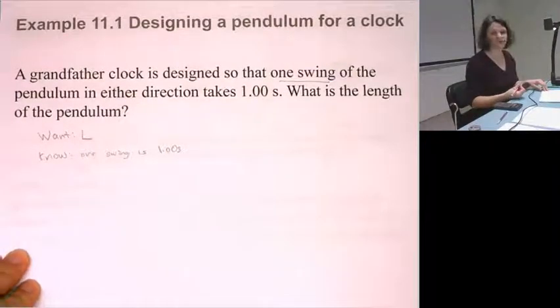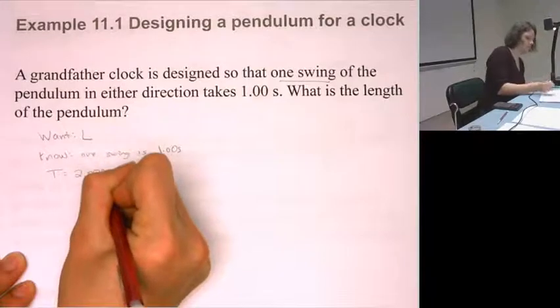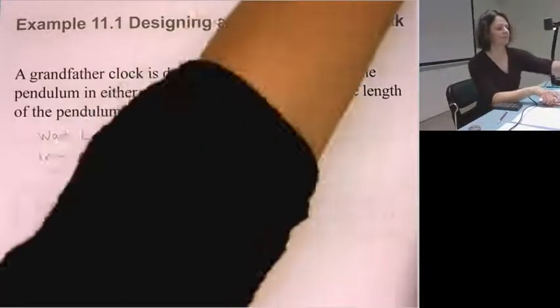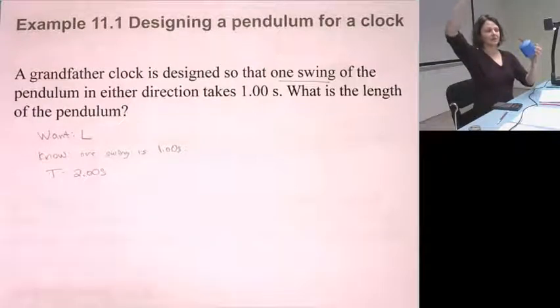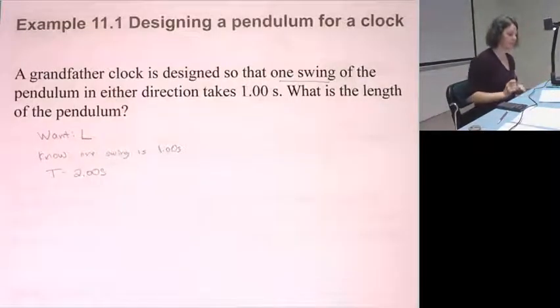I'll give you a hint. This is a little bit of a trick question. It's not 1. The period is 2 seconds. Do you see why? Here's my grandfather clock. It says that from here to here takes 1 second. But the period is the time to complete one complete oscillation. So we want the time here and back. So the whole time for a whole oscillation is not 1 second, but 2 seconds.